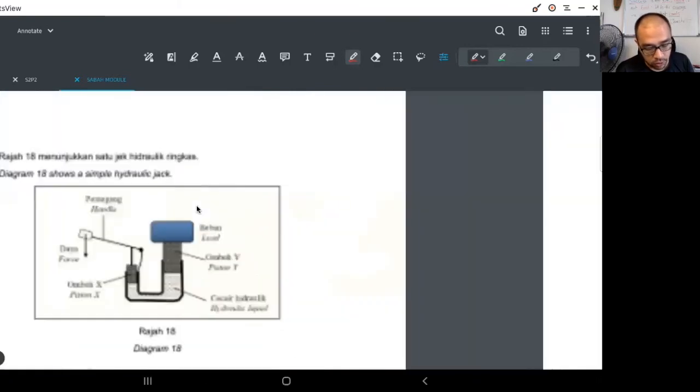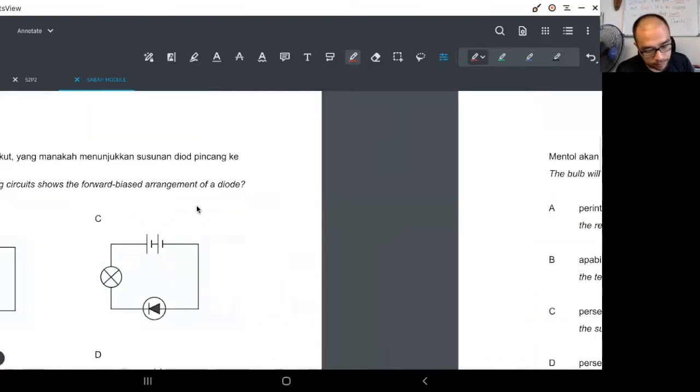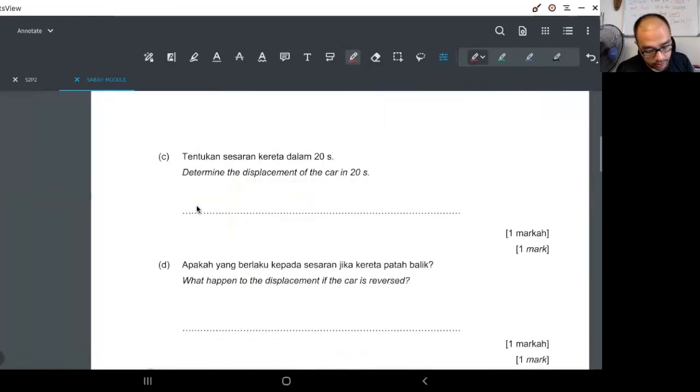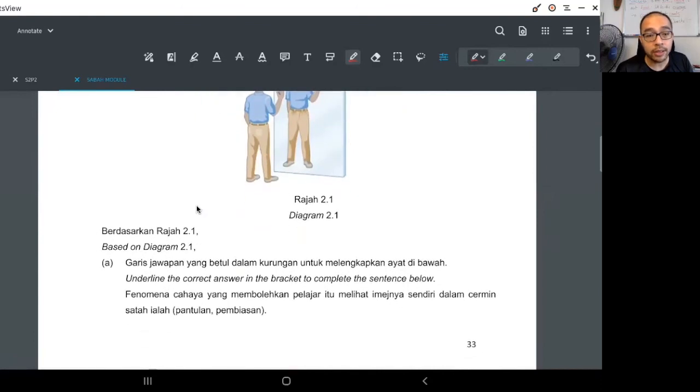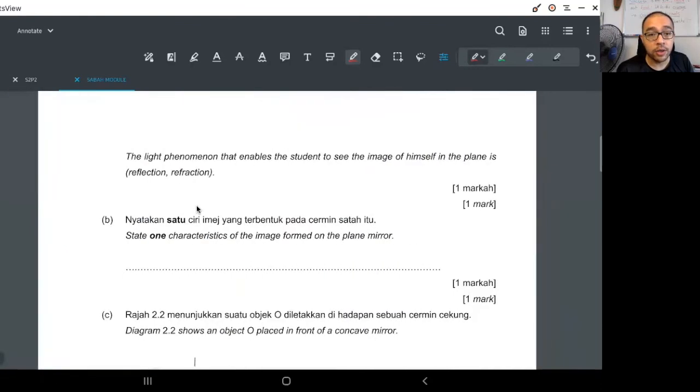Let's go to paper 2. This is light. The diagram shows a student standing in front of a plane mirror. So this is one. The light phenomenon that enables the student to see the image of himself is reflection. So you want to underline this. Even in physics now, because of this kind of question, underline the right answer or tick the right answer. So make sure you tick correctly. State one characteristic of the image formed in the plane mirror.